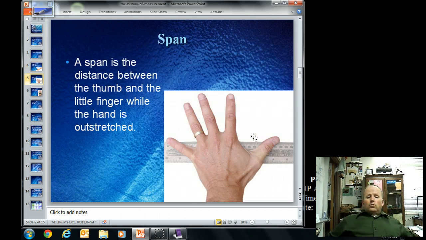Smaller than that was a span. The span is the distance between the thumb and the little finger when the hand is stretched out naturally. Now you don't want to just force anything, but if you just hold your hand out and spread it as far as you naturally can, it's the distance from the tip of your pinky to the tip of your thumb.